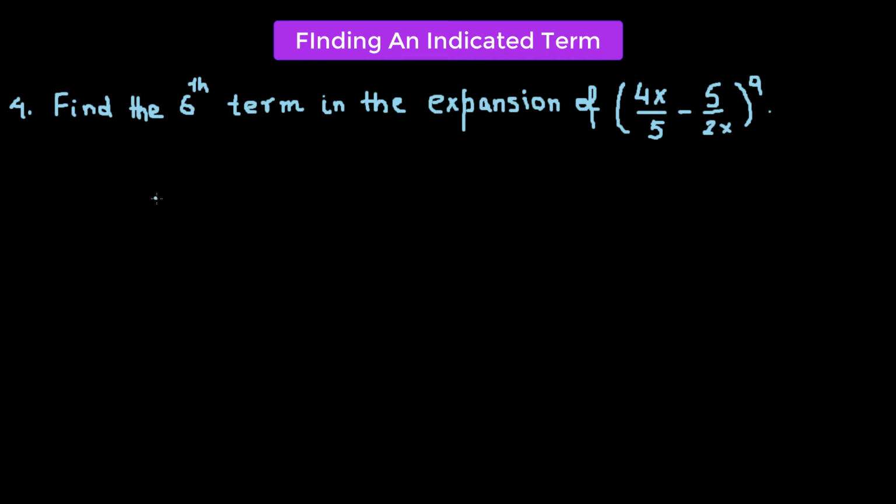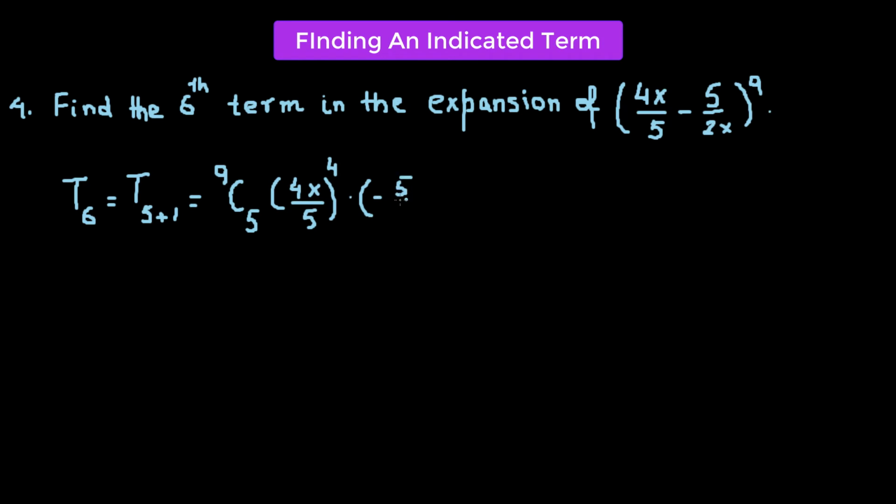So in this question, we have to find out the 6th term in the expansion of the given binomial expression. So we take T6, which is equal to T5 plus 1, so that this 5 becomes the r value. Then we have n equals 9, so we have 9C5. The first term is 4x divided by 5, raised to the power of 9 minus 5, which is simply 4, times the negative of 5 over 2x, all raised to the power of 5.